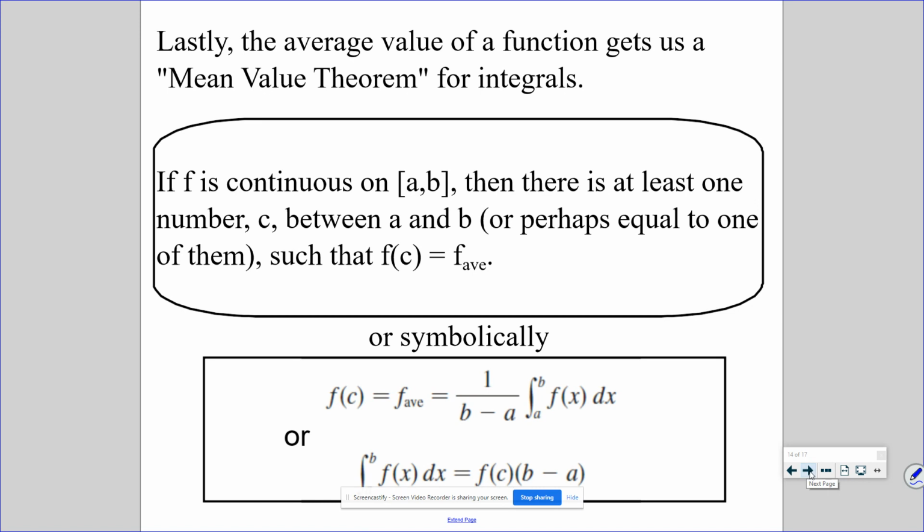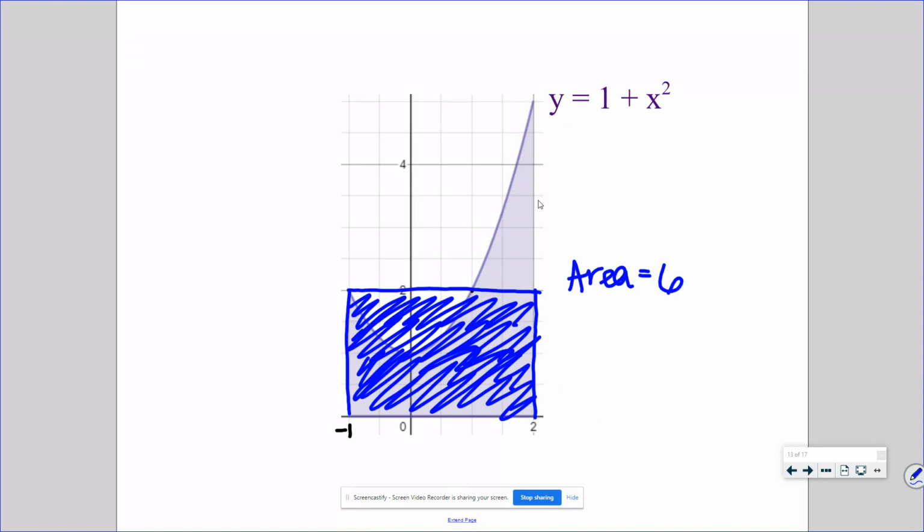Okay, that is more on average value here. This is basically a slide telling you that the average value of a function is kind of like a mean value theorem for integrals. So the theorem says if a function is continuous from A to B, there's at least one number such that the y value is equal to the average value. So basically, if you have a continuous smooth curve like this purple line here, then there will be an average value at least one point on the curve.